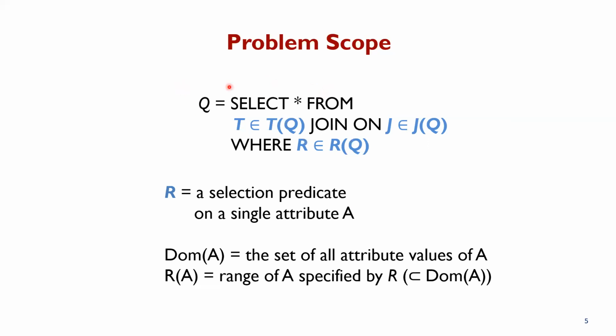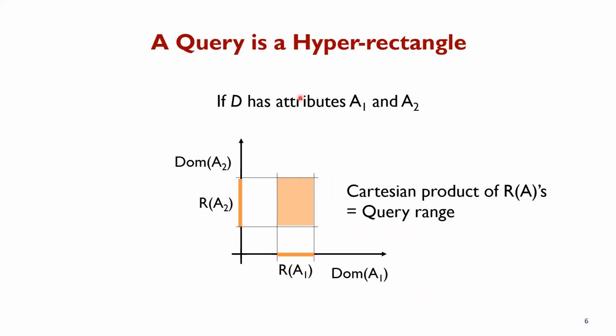Our query has a set of tables, joins, and selection predicates. A selection predicate is defined on a single attribute A. The domain is the set of all attribute values of A. A range is the range of A specified by this predicate, so it's a subset of the domain. A query is then a hyperrectangle.